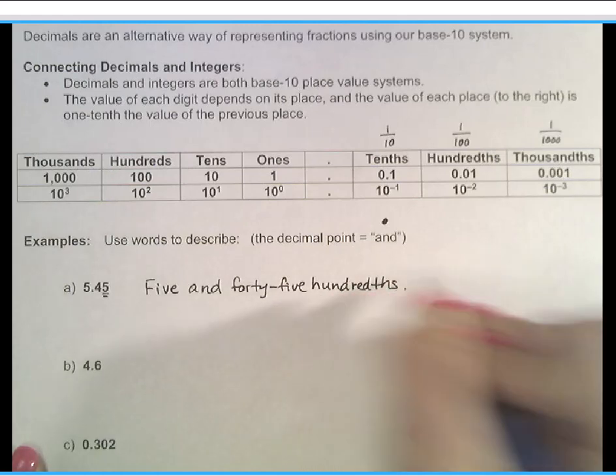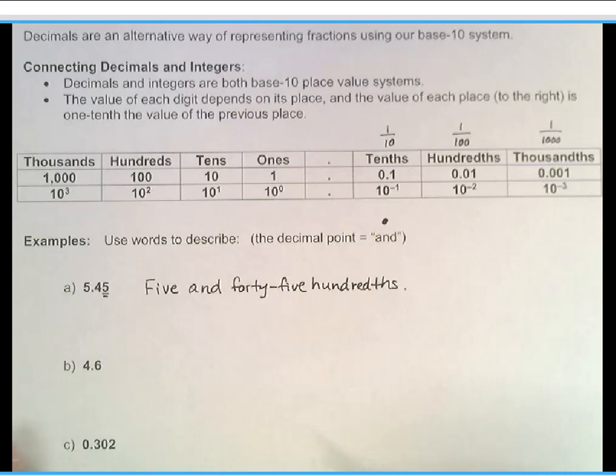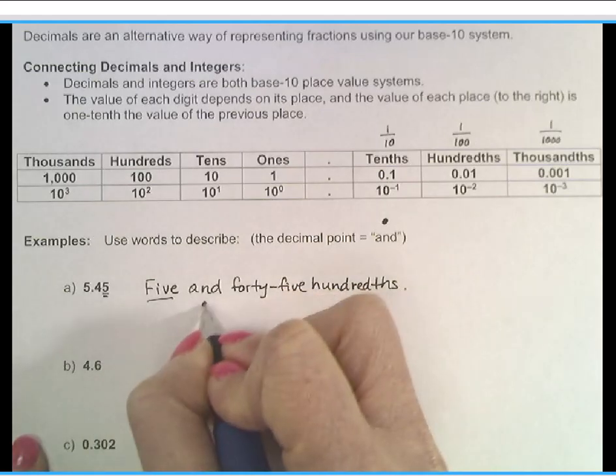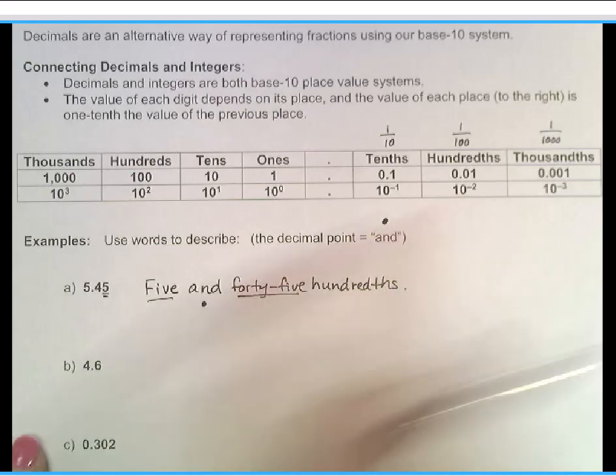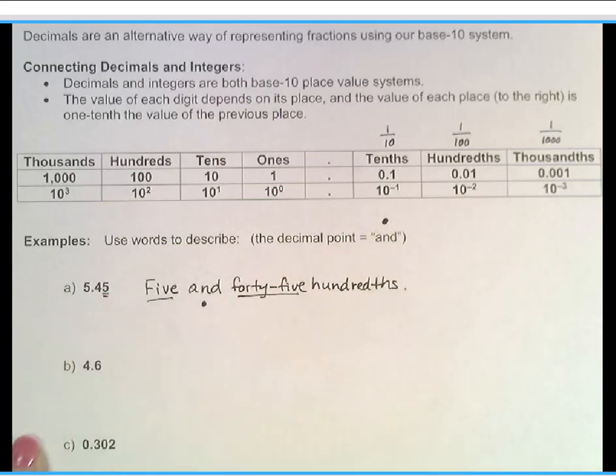So make sure you get a TH at the end of that. So it's 5 and 45 hundredths because you end in the second place value.